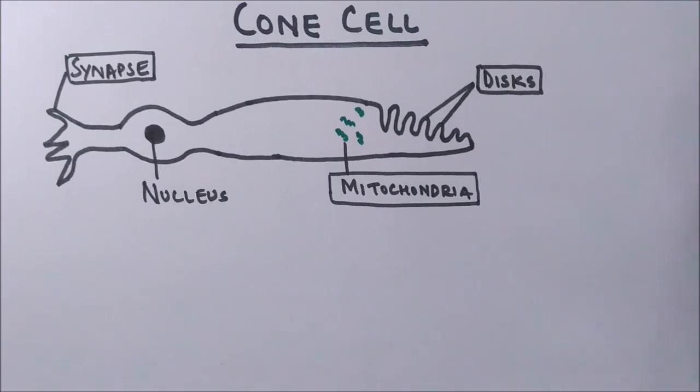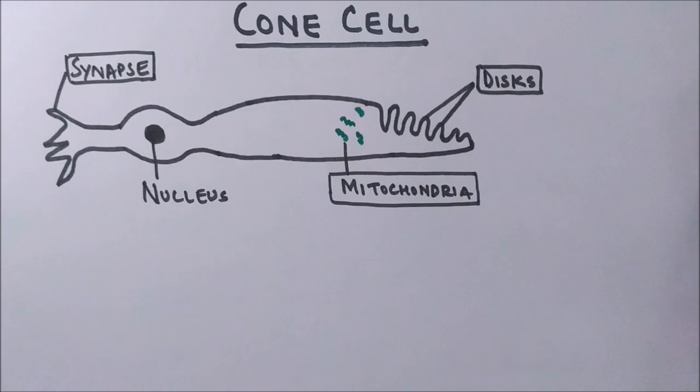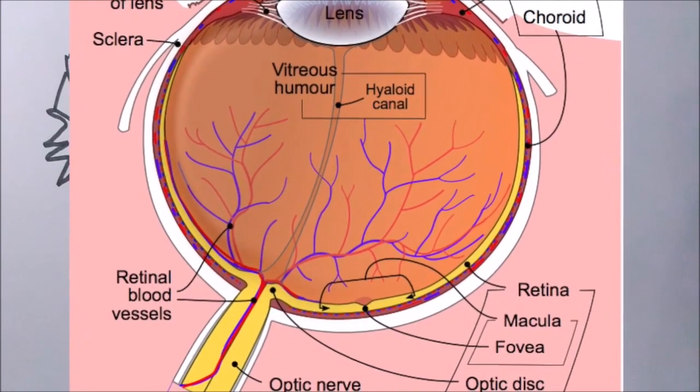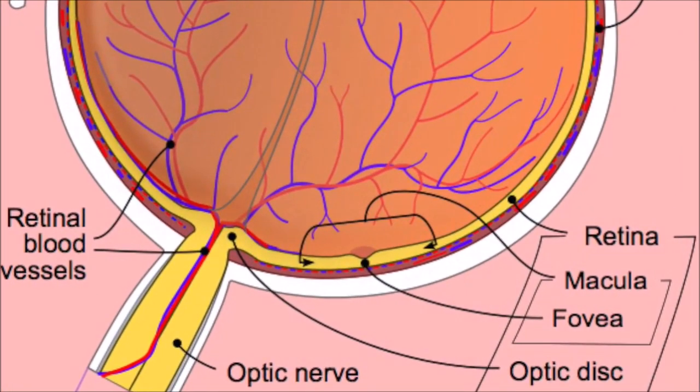Now these cone cells are found in the macula, and they are abundant at the fovea. In the retinal periphery the cone cells are very few, where rods are usually seen. Now this is the macula, and in the center of the macula there is the fovea, where the concentration of cones is highest, and in the retinal periphery the amount of cones is less and that of rods is high.